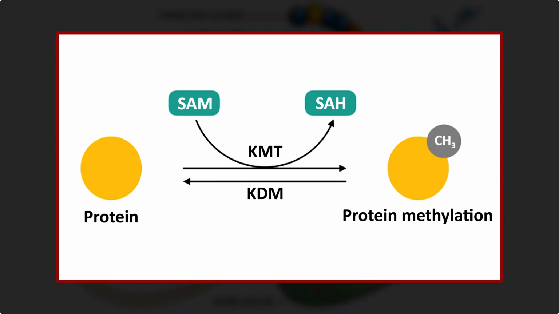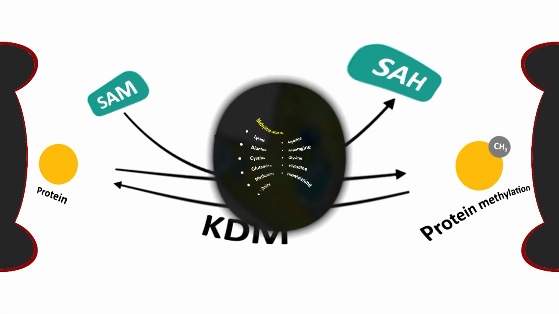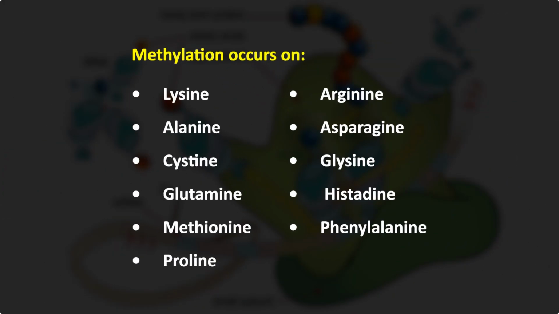Methylation is a reversible post-translational modification which often occurs in the cell nucleus and on the nuclear proteins such as histone proteins. Methylation occurs on the lysine, arginine, alanine, asparagine, cysteine, glycine, glutamine, histidine, methionine, phenylalanine, and proline residues in target proteins. However, lysine and arginine are the two main target residues in methylation, at least in eukaryotic cells.